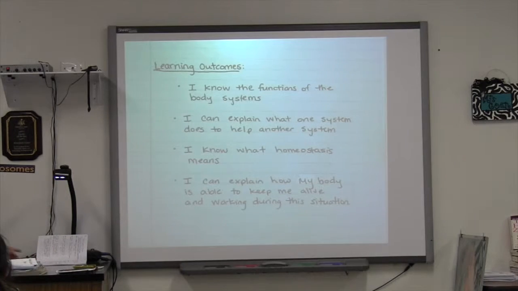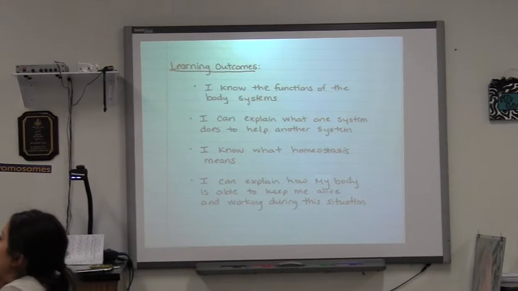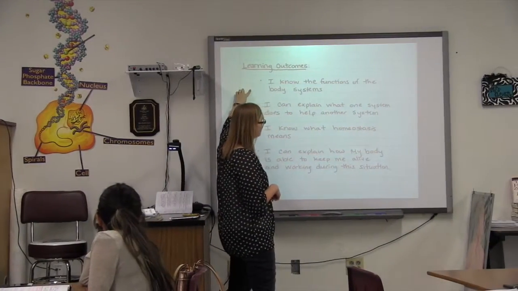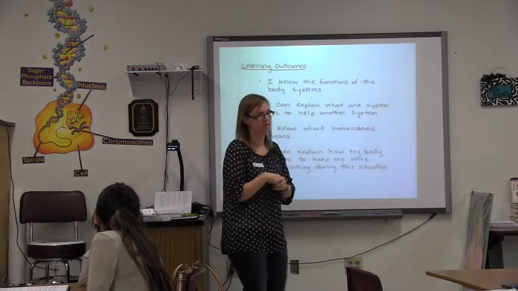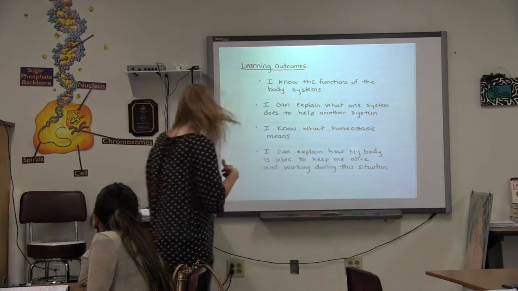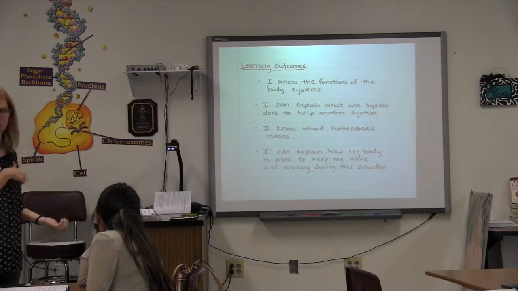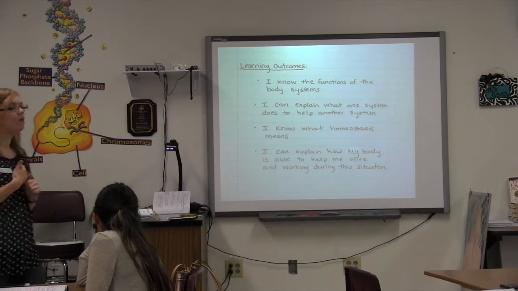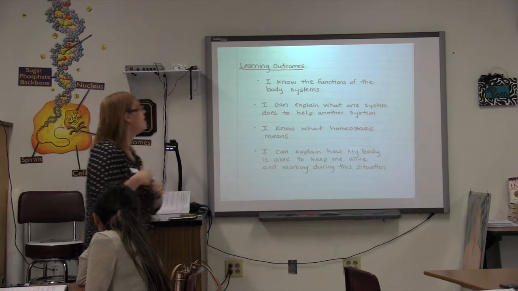Well, we have those 4 learning outcomes, the 4 things that you should be able to do by the end of this project. I would say at least 2 of them you should have been able to do before we even started this project. If not, we probably had to do test corrections and try to learn it after the fact. But you should know the functions of the systems, and you should know what homeostasis means. We wrote that on page 46, and we wrote it on page 44, so we should have a good idea of that. The other 2, what one system does to help the other, and then this last one.